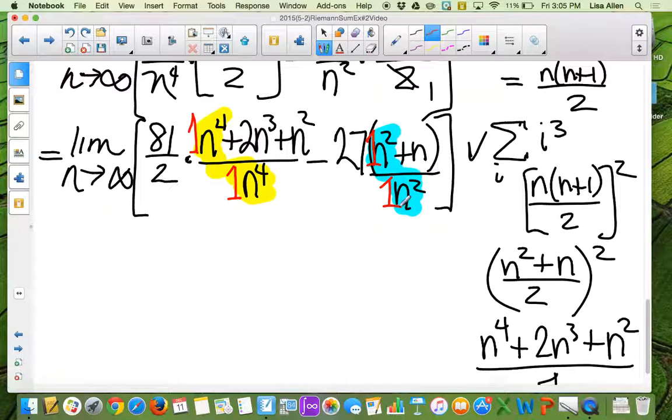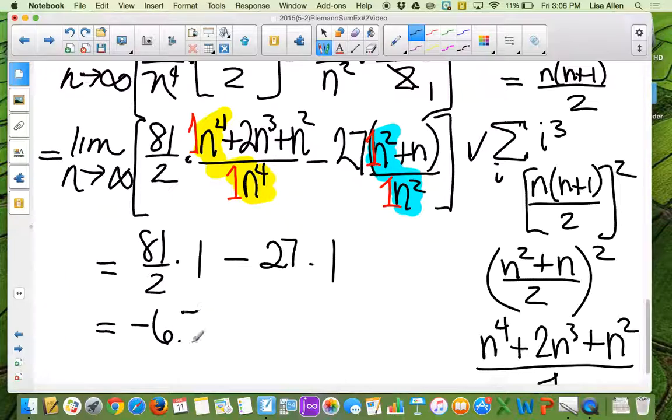So the ratio or the quotient of their coefficients is going to be 1. 1 over 1 is 1. So we get the limit as n approaches infinity as 81 over 2 times 1 minus 27 times 1. So we calculate that, and we get 81 over 2 minus 27. It turns out to be negative 6.75. And this would be the net area. Remember that you have some negative and some positive area.